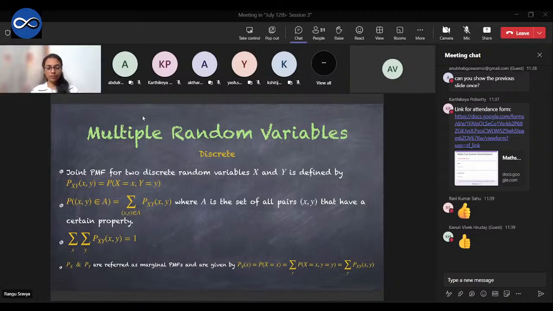Now let us look at multiple random variables. Defining PMF, we told it is the probability that a random variable takes a value. Let us look at discrete ones. The joint PMF for two discrete random variables X and Y is defined by P_XY(x, y), which is equal to P(X equal to x, Y equal to y). This is the joint PMF of X and Y.